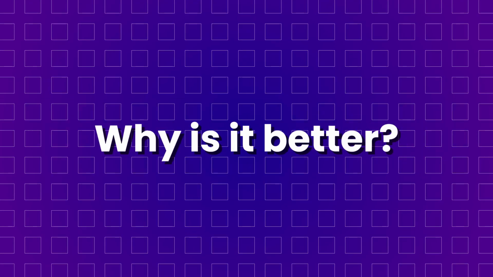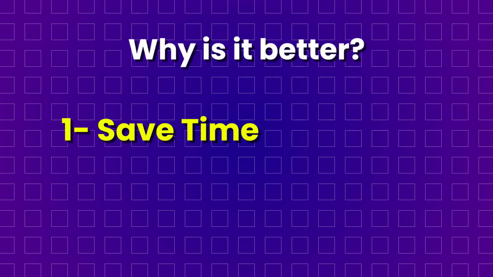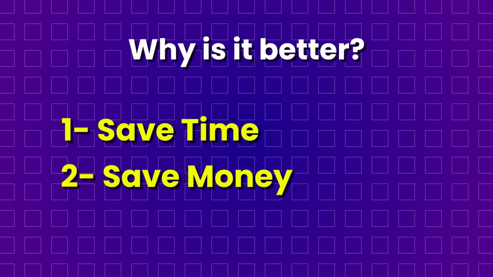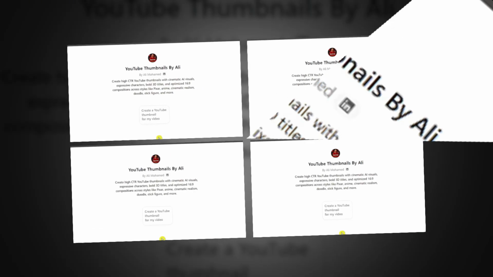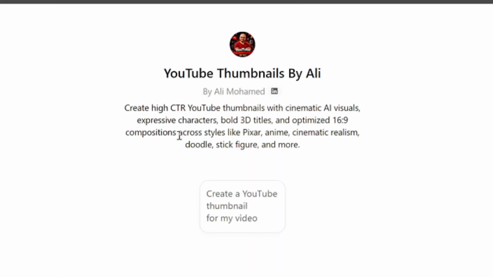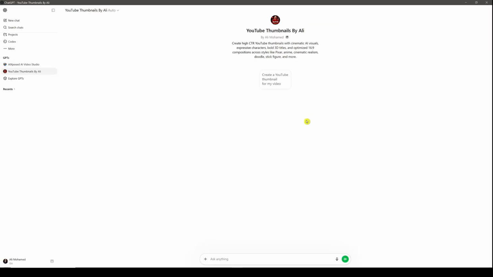And this is literally better than any other GPT out there for a couple of reasons. One, it's going to save you time because it's so easy to use. You can generate images in seconds. Two, it's going to save you money because you don't need to hire a professional to do that for you anymore. What makes it stand out is that it creates high CTR, meaning high click-through rate, YouTube thumbnails with cinematic AI visuals and expressive characters, bold 3D titles, and optimized 16:9 aspect ratio, something that GPT was struggling to do in the past. And you're also going to have different styles to fit your needs. Things like 3D Pixar, anime, cinematic realism, doodle, stick figure, and even more. Now let's see how easy you can use it.